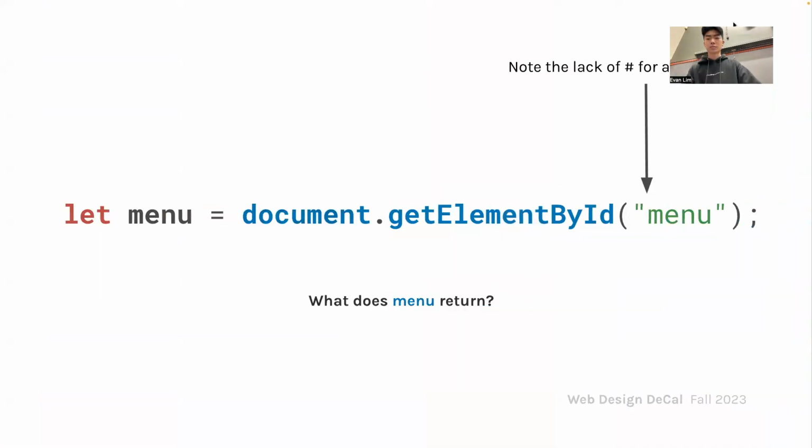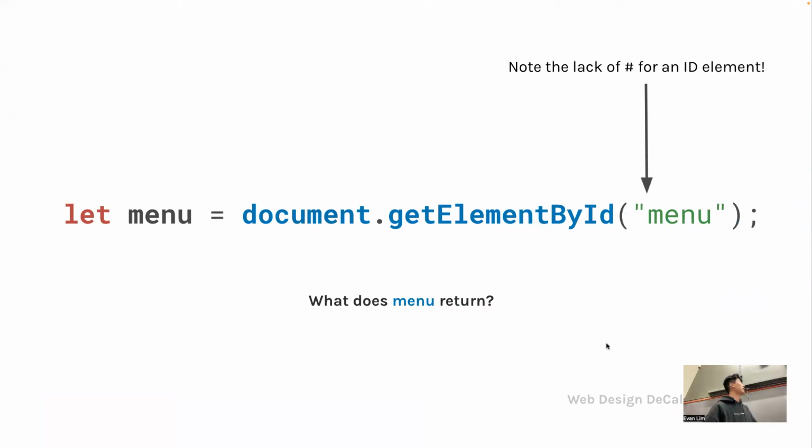So, some review from last lecture. Whenever we're grabbing an HTML element that has a certain ID, we can use getElementById. And notice we don't have to use the pound sign here because the program already knows that we're looking for an ID, so it would be redundant. So if the ID was menu, let's say, we would just write menu in quotes. And just a conceptual check, what would this return? Well, not necessarily return, but this variable would hold a reference to the HTML element with the ID of menu.